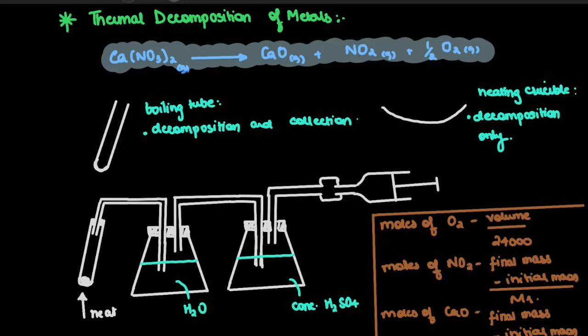Right. So when I'm talking about a boiling tube, here as you can see I have a boiling tube in which I have the metal. Let's just say that this was the metal and I heated it. Now, some of the metal nitrate actually decomposes to give calcium oxide, nitrogen dioxide, and oxygen. And so, what I do is that I take a tube and insert it inside the boiling tube, and the gases move through the tube into the beaker containing water.